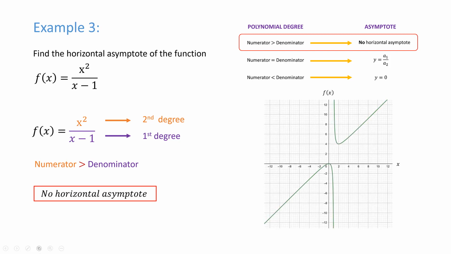If we see now the graph of this function, we can see that in fact it doesn't have a horizontal asymptote. This actually has a different type of asymptote, which is called a slant asymptote. It would be something like this, okay, which is not a horizontal asymptote, so we are correct. Now let's see another example.